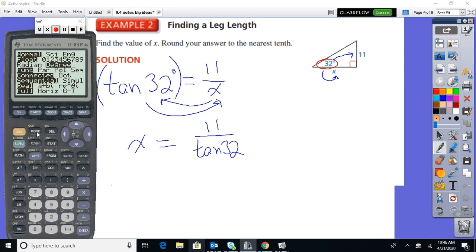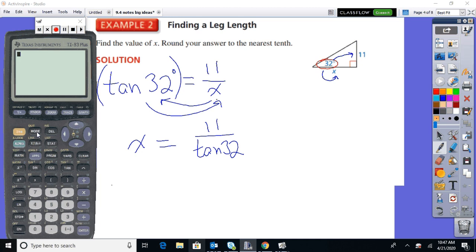So go ahead and go down to the radian button and go over to degrees and then hit enter. From there, just go back to your home screen. All right, so now you're in degrees.